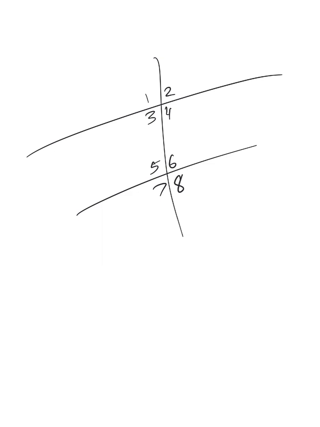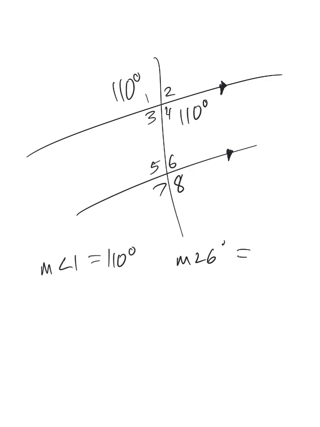All right, so if the measure of angle 1 is equal to 110 degrees, what is the measure of angle 6 and how do you know? If this is 110, that's 110 vertical angles. Oh, yeah. And consecutive means supplementary. So that means 70 degrees. Who got it right? Awesome.